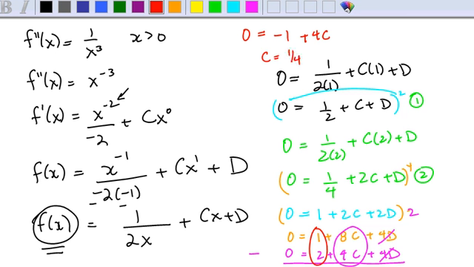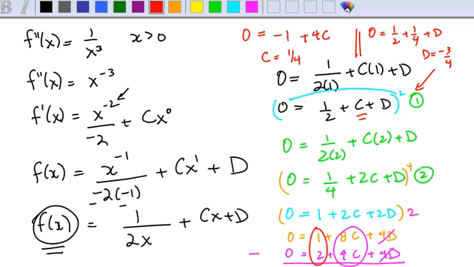equals 1/4. And once we've got c is equal to 1/4, we can plug that into any one of our equations to figure out what d is. And I'm going to choose this one right here. So I've got 0 equals 1/2 plus 1/4, because we know c is a quarter, plus d. So that means d equals -3/4.